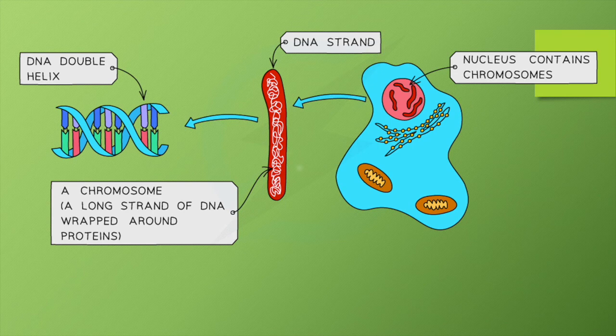Chromosomes contain the DNA strand. By the way, a chromosome is a long strand of DNA wrapped around proteins. And inside these chromosomes, you have the DNA double helix.